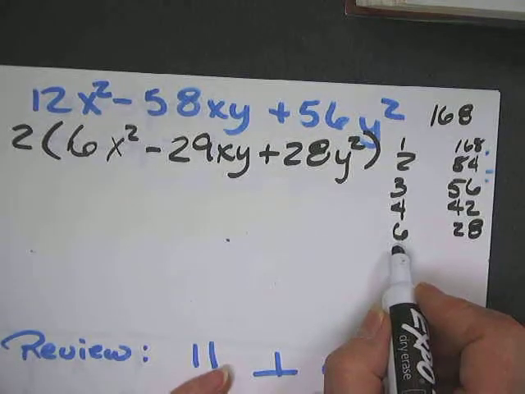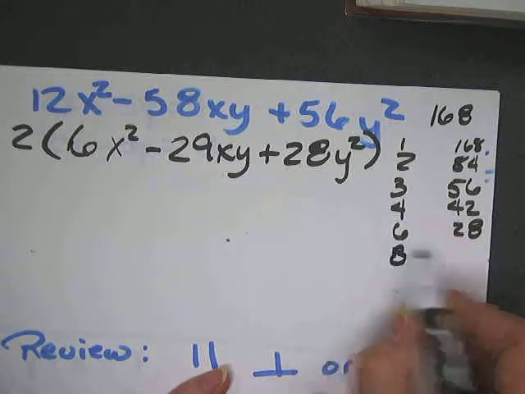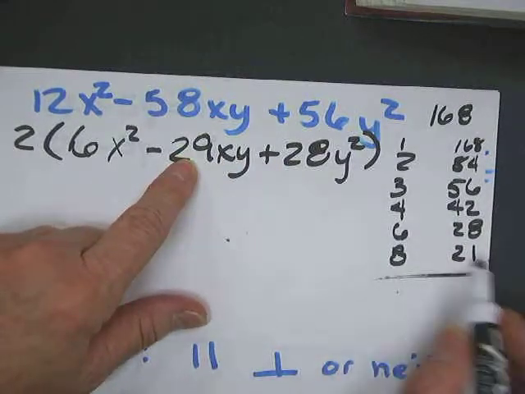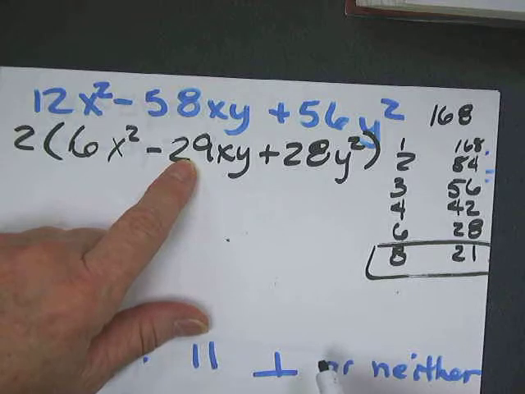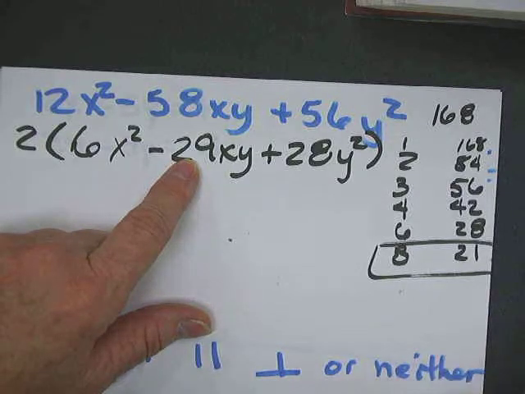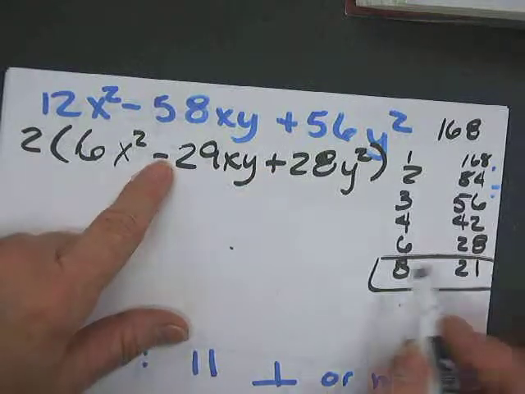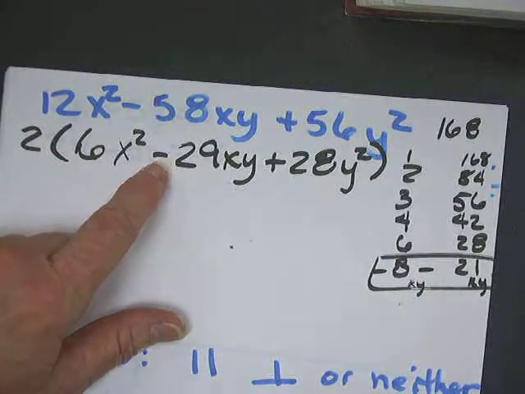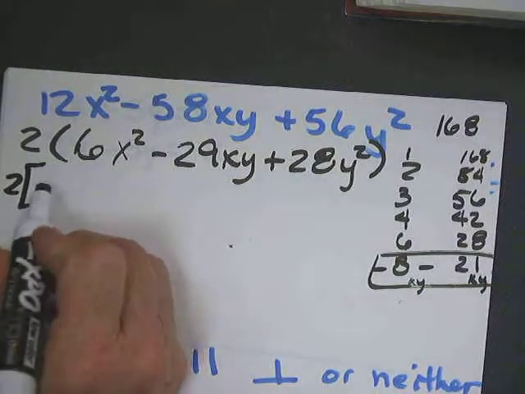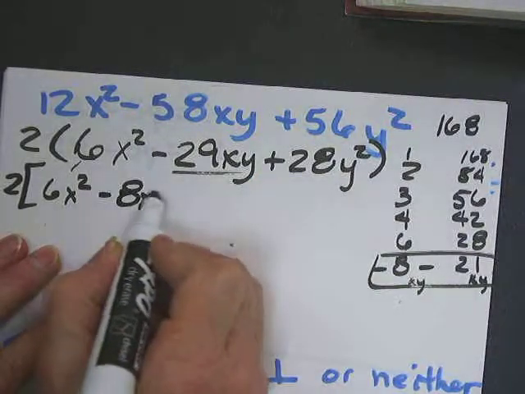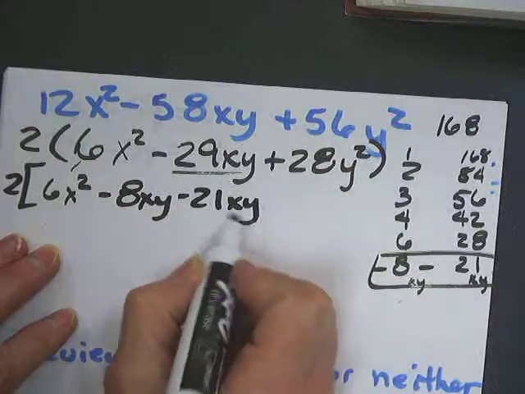168. 1 times 168, 2 times 84, 3 times 56, 4 times 42, 6 times 28, 8 times 21. Hey, we got it. They add up to 29. It does work.